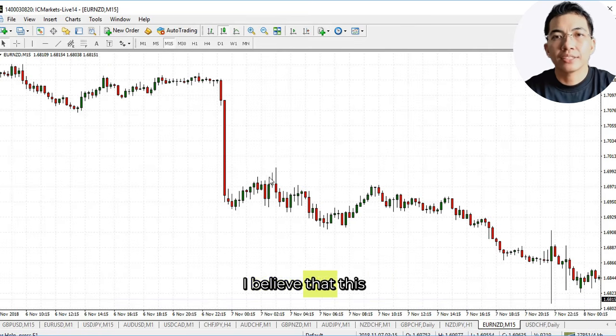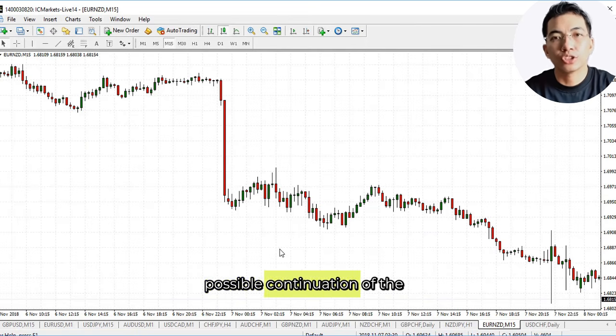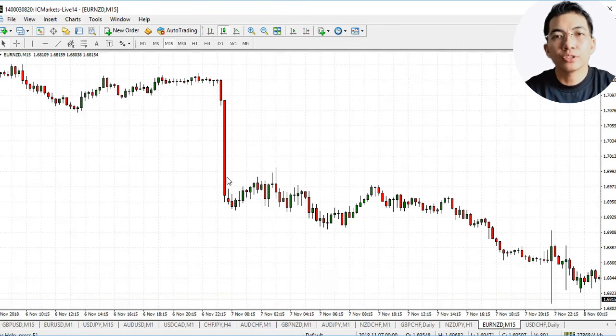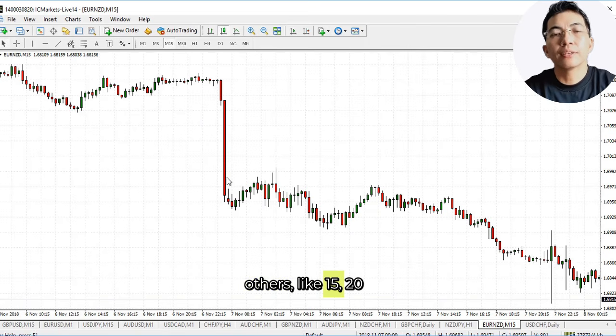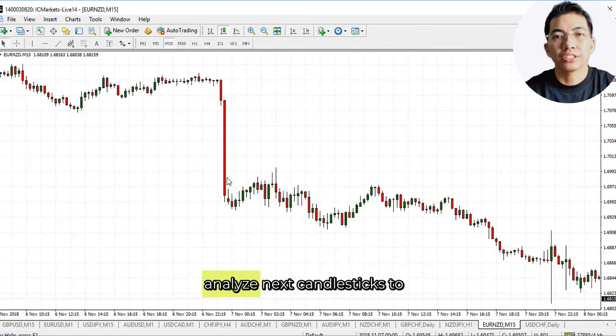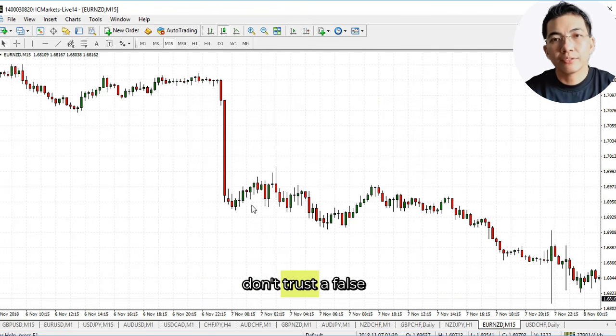I believe that this group of candlesticks is more important than this one to evaluate a possible continuation of the downtrend. So when you have a candlestick like this on the market, extremely different from all the others, like 15, 20 times bigger, consider analyzing the next candlesticks to evaluate the trend, and don't trust a forced candlestick like this.